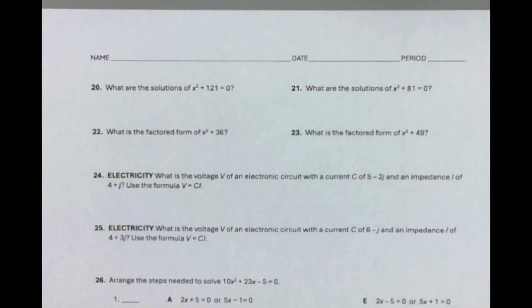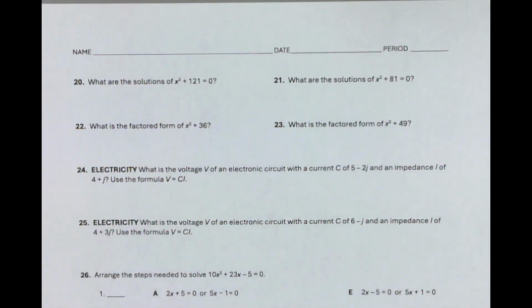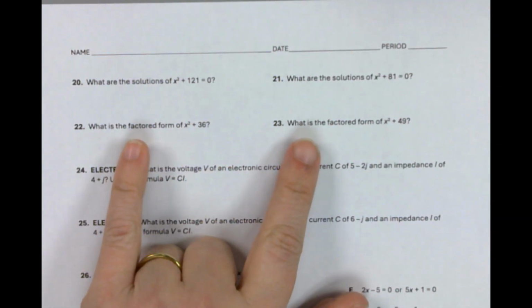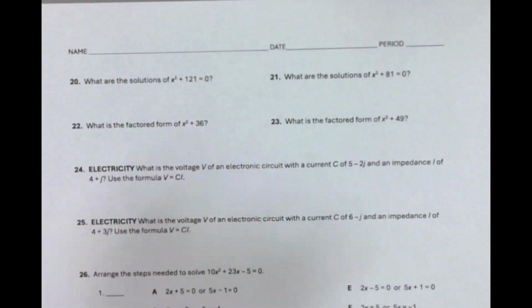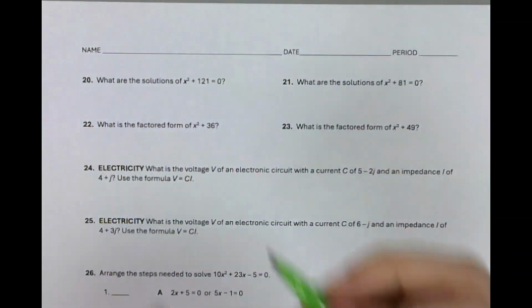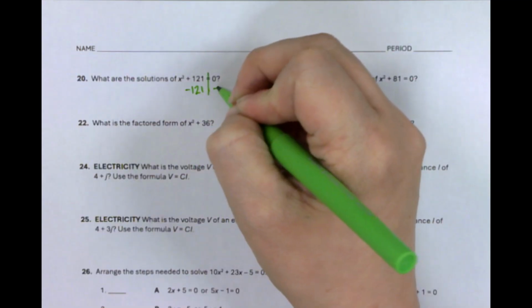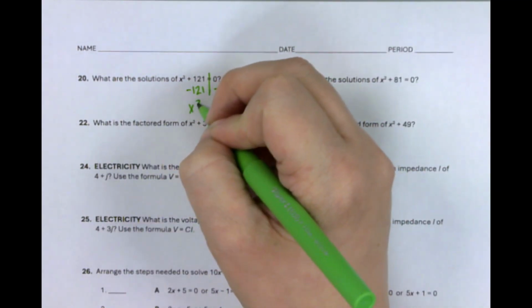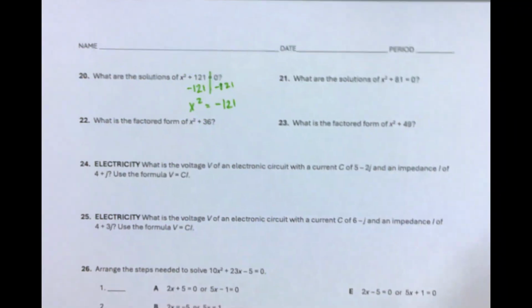What are the solutions of x squared plus 121 equals 0? There are two ways to solve this. I think the easiest one is to get 121 on the other side and then square root both sides. But on number 22 and 23, we also have to factor the same thing. So you might want to solve 20 and 21 by factoring. It is up to you, though. I'm going to go ahead and subtract 121 on each side. So then x squared equals negative 121.